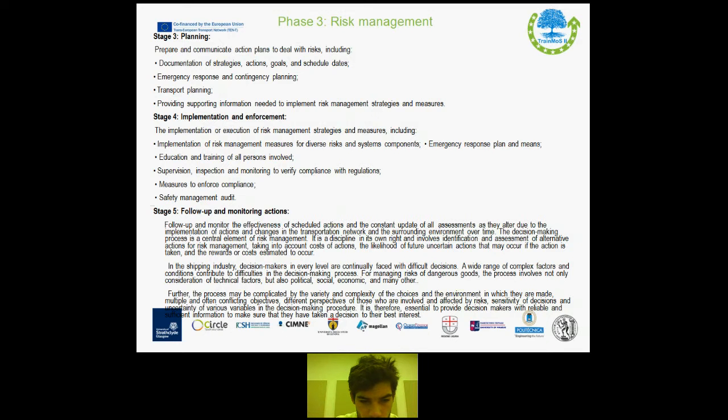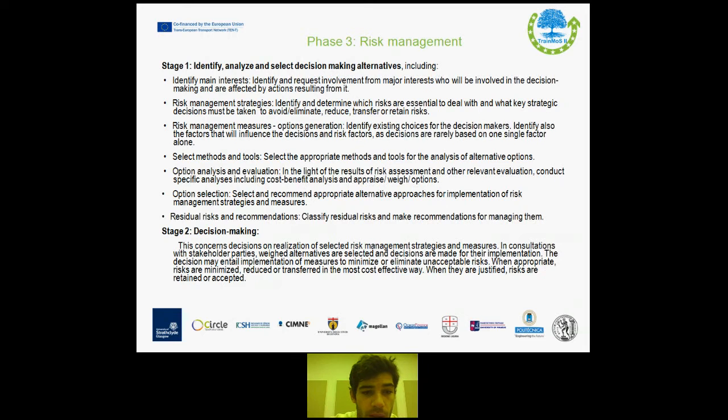So, Phase 3 in the risk management process includes the following steps.